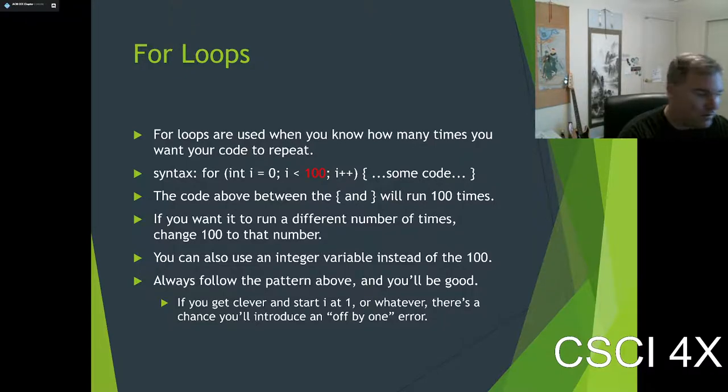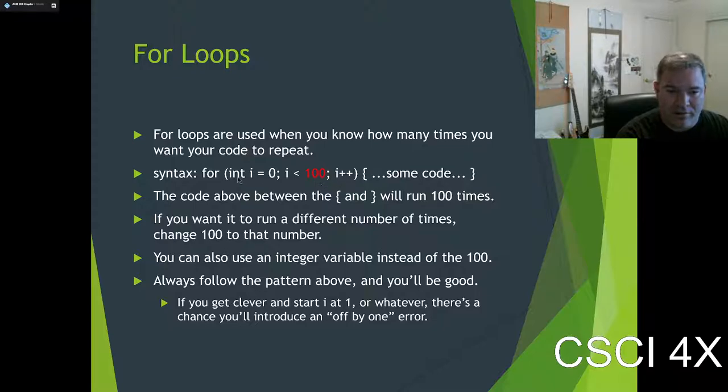What's plus plus for? It means increment i by 1. The way this works is the first time through the loop, there's a variable called i that's going to be 0. The next time through the loop, i will be 1. The next time, i will be 2. It'll keep doing that from 0 to 99. When i hits 100, it doesn't run the code and it bails out.